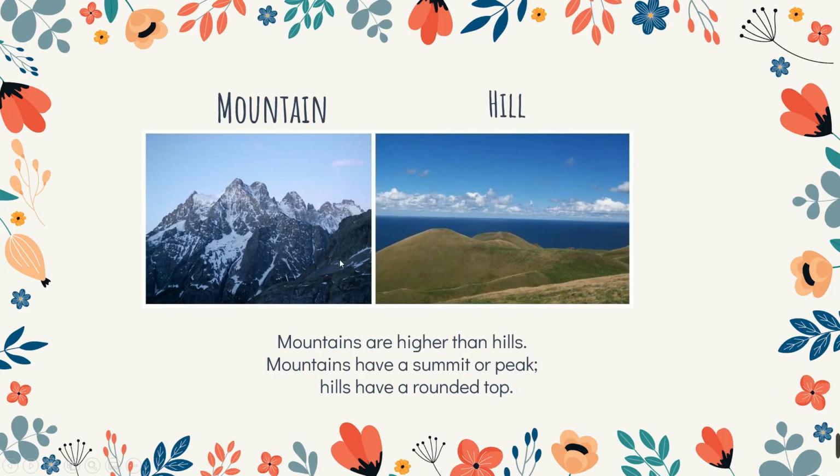Now we have mountain and hill. What's the difference? Mountains are higher than hills, son más altas que los cerros. Mountains have a summit or peak. As you can see here, we have a summit, also called a peak. But in the case of hills, we don't have a summit. They have a rounded top. As you can see here, it's rounded. But in this case, we have a summit.